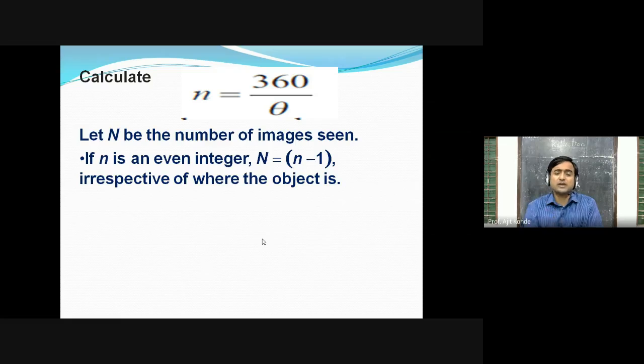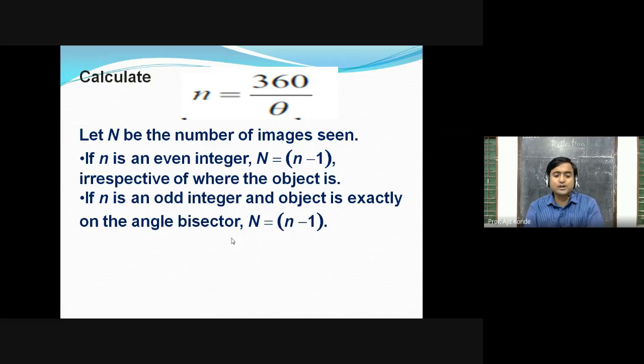मीन्स वो एंगल बाइसेक्टर पे है या नहीं है, उस पर हमें कोई भी कंसर्न नहीं करना है. हमें सिर्फ ये देखना है कि अगर डिवीजन के बाद आंसर इवन नंबर आ रहा है, तो उसमें से 1 माइनस करना है. These are the rules by which we can find how many images can be formed in two inclined plane mirrors.